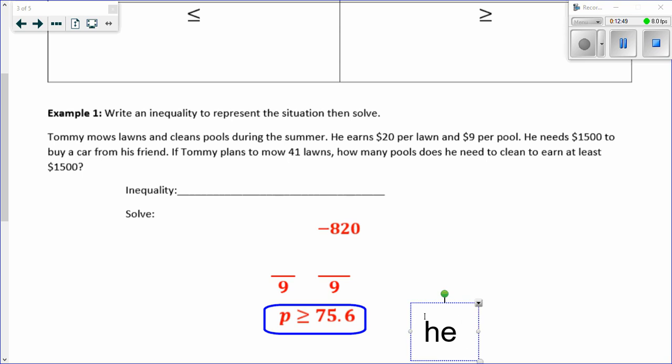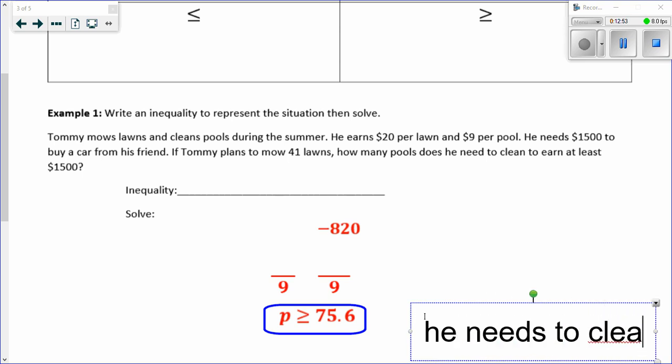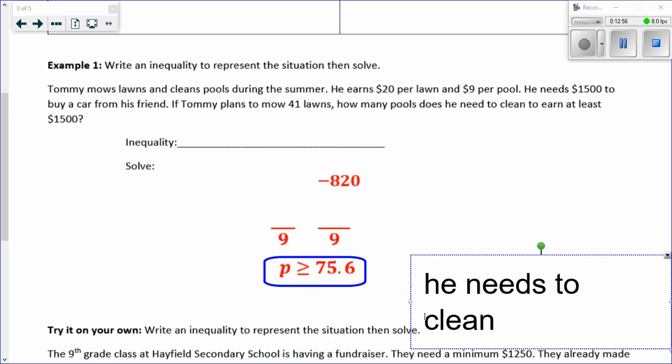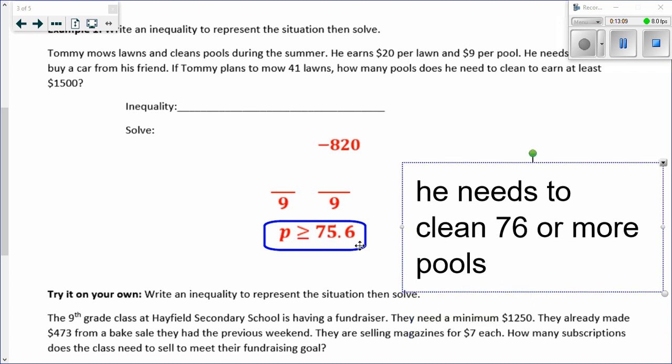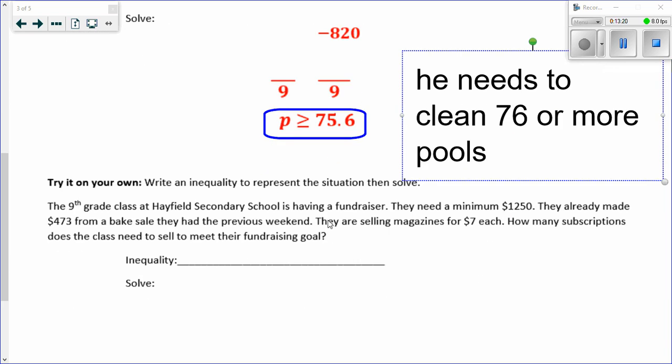But he actually needs to clean 76 or more pools. That's how many pools he has to clean. Because he can't really clean 0.6. I don't know who's going to pay him for cleaning 0.6 of their pool. So he's really cleaning 76, because you have to be greater than 75, so the next one up is 76. You guys are going to try this one on your own.